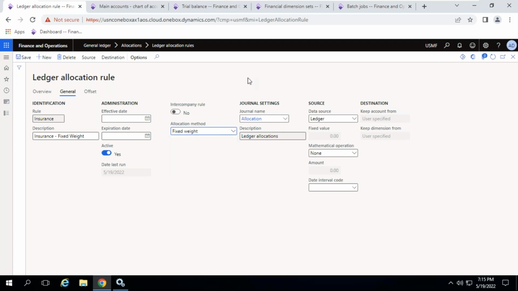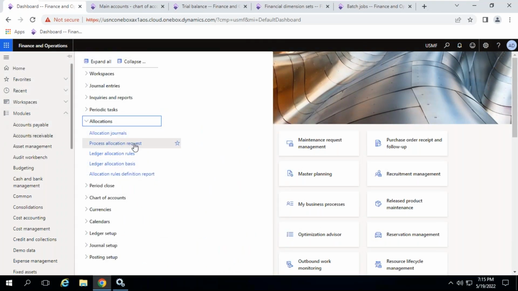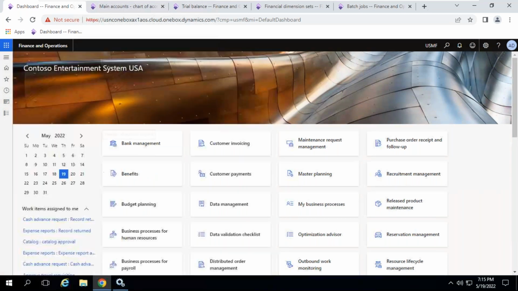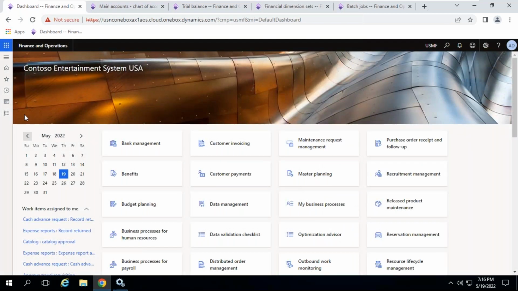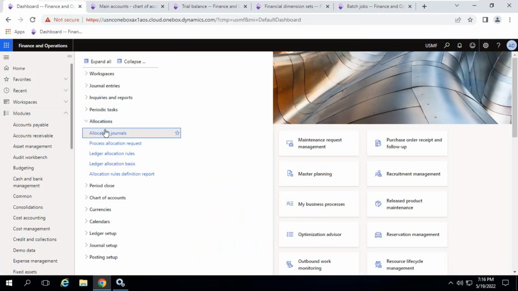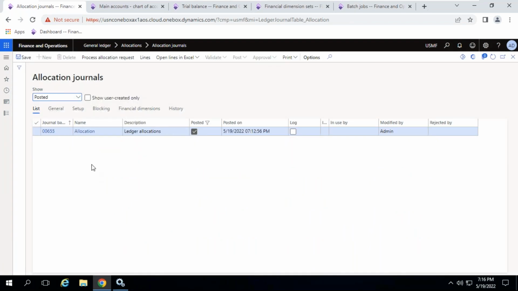Okay, we'll discuss that one, fixed percentage. So the fixed weight method we have done. Once the expenses are entered, we process the allocation request, and while doing so we have two options: whether you want to post or make a proposal. You can use either one. If it is a proposal, it will create one journal name without posting, and you can verify before posting. You can verify and then post.